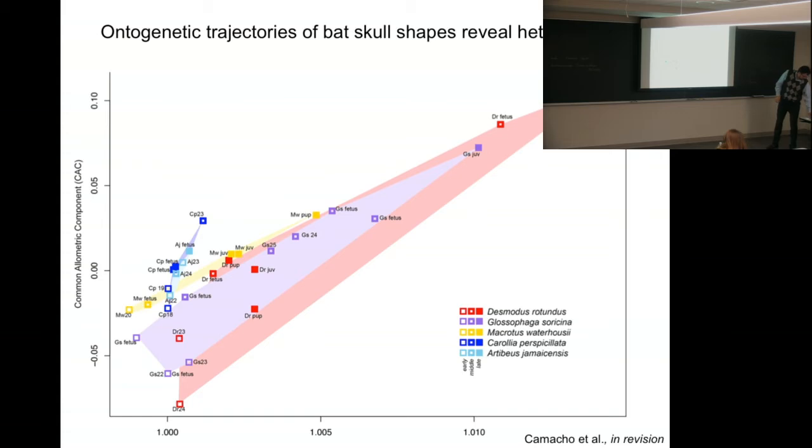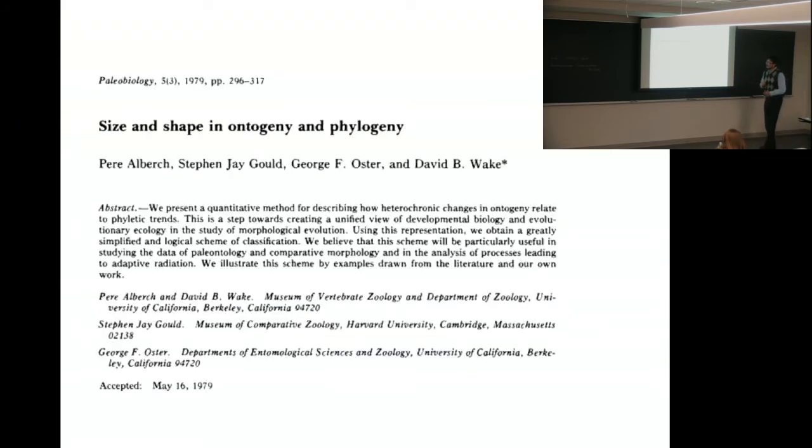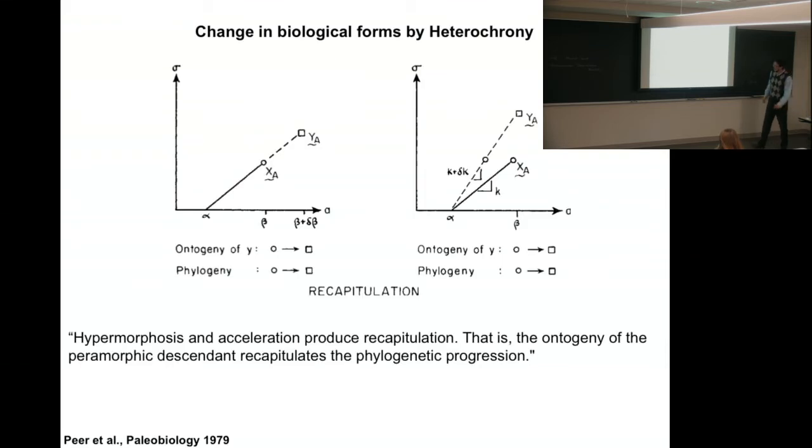Why is it important? Well, that's because next year we'll be celebrating another anniversary for an important paper in the field, Size and Shape in Ecology and Phylogeny, written by Pere Alberch and David Wake, where they, for the first time, compared ontogenetic trajectories of different species and defined, for example, heterochrony.